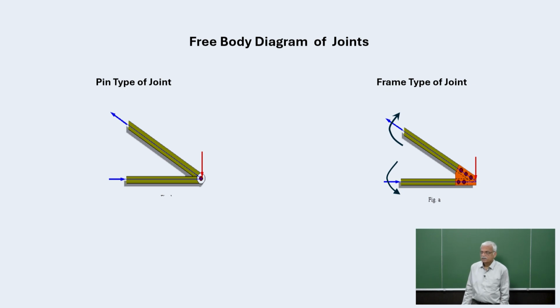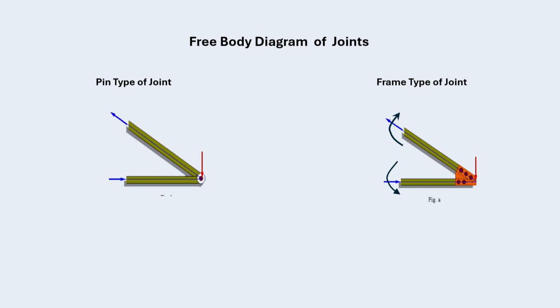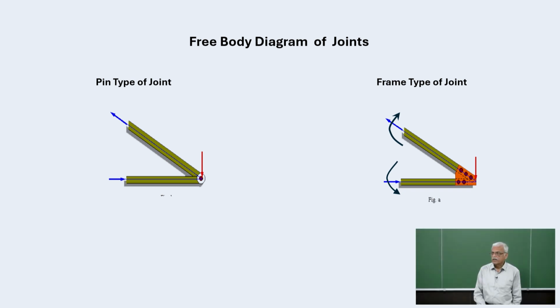On the other hand, the frame type of joints, which are welded in nature or bolted, are a lot more complex. The members may also take transverse loads, may also take some moments and so on, which is shown on the right side of the diagram. And it's a little bit more complex than the pin type joints.